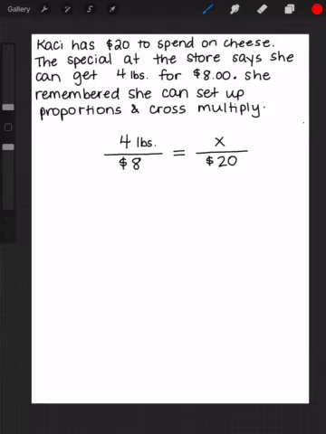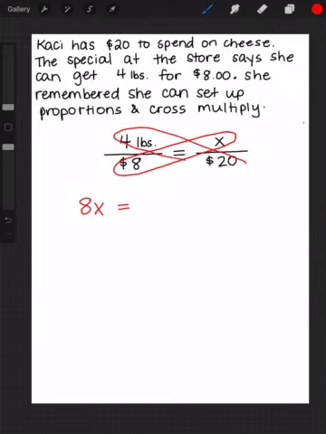So I'm going to remind you guys, when we do that cross multiplication, we are circling the things that are diagonal to each other, and we're multiplying those together. So we have 8x, or 8 times x, equals, make sure you put that equal sign between these two multiplied together, which is 4 times 20.